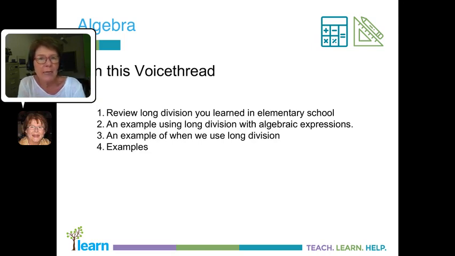When you have algebraic expressions and you have division, you will do the same operations as you did when you were in elementary school. So in this voice thread, we're going to review that. We're going to review the long division that you did in elementary school. I'm going to help you with an example using long division with algebraic expressions. And of course, I'm going to show you when do we actually use long division. And then there'll be a couple of examples.